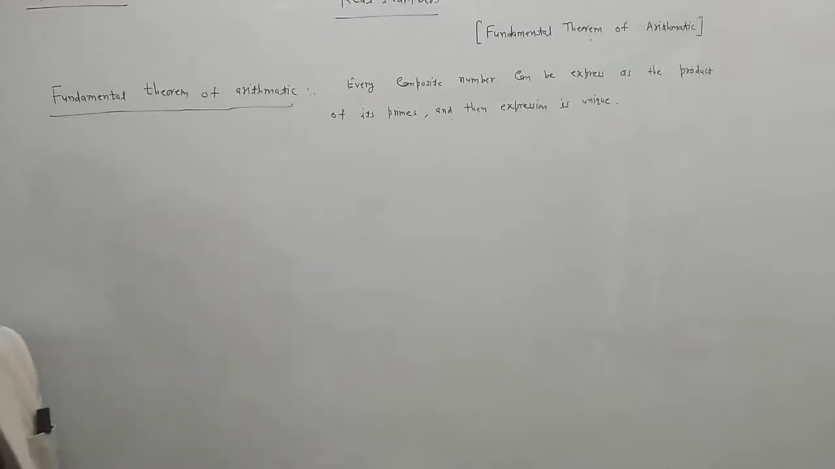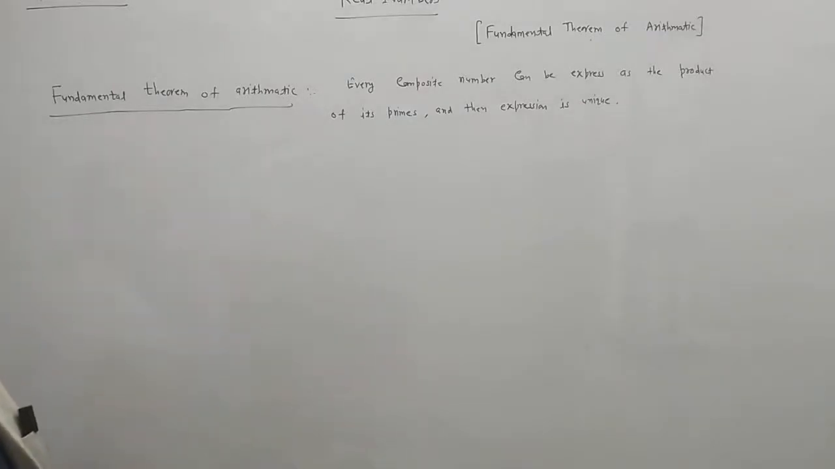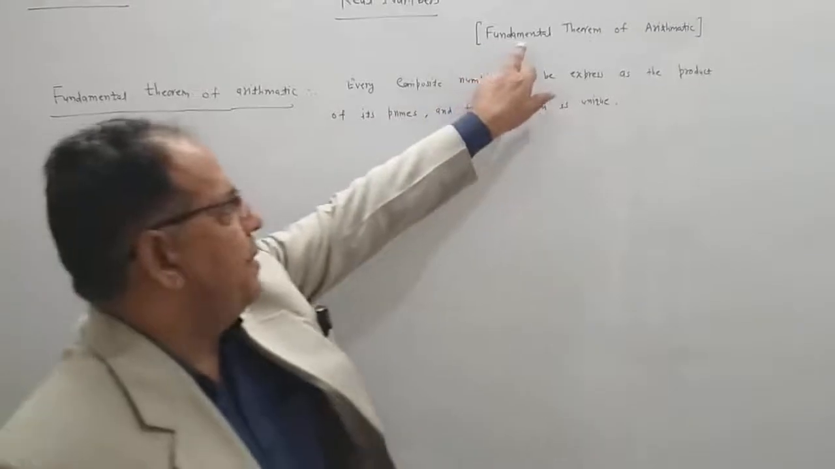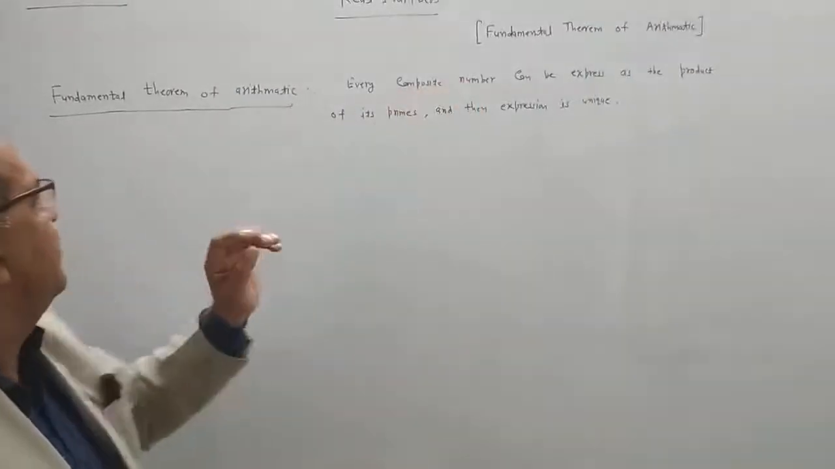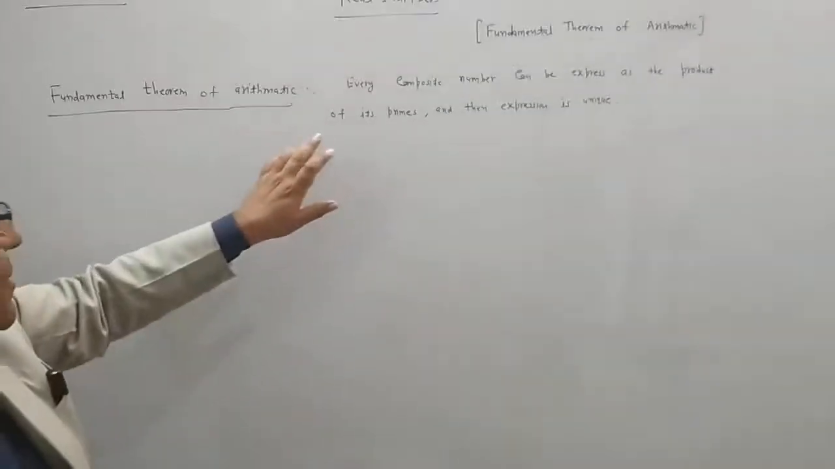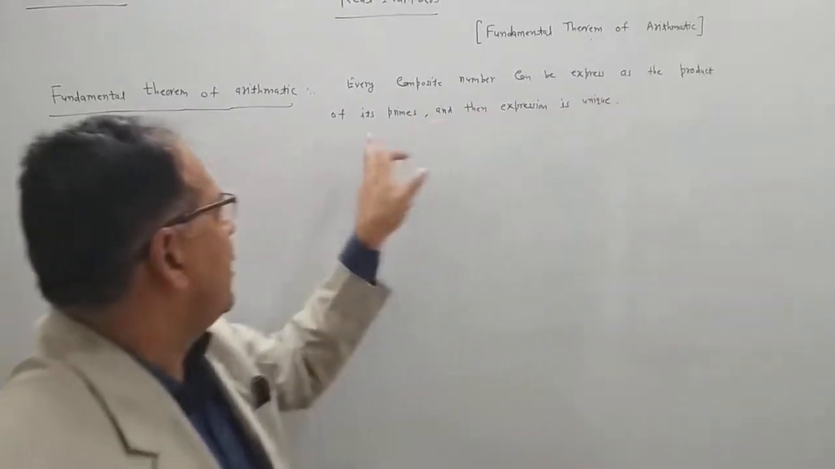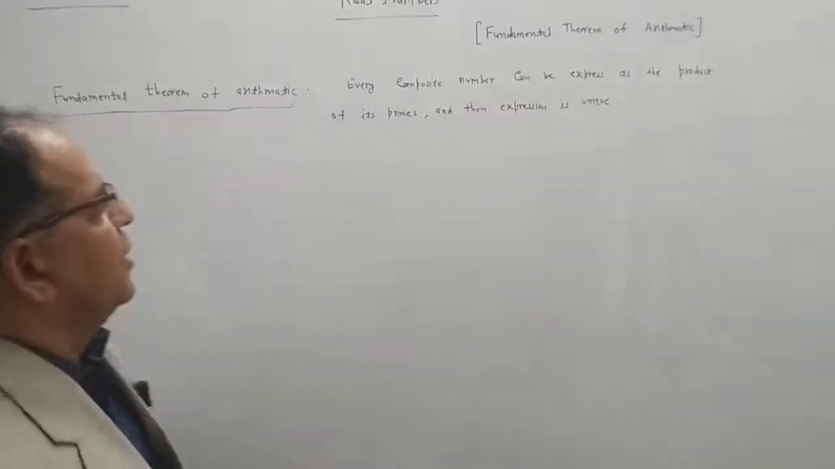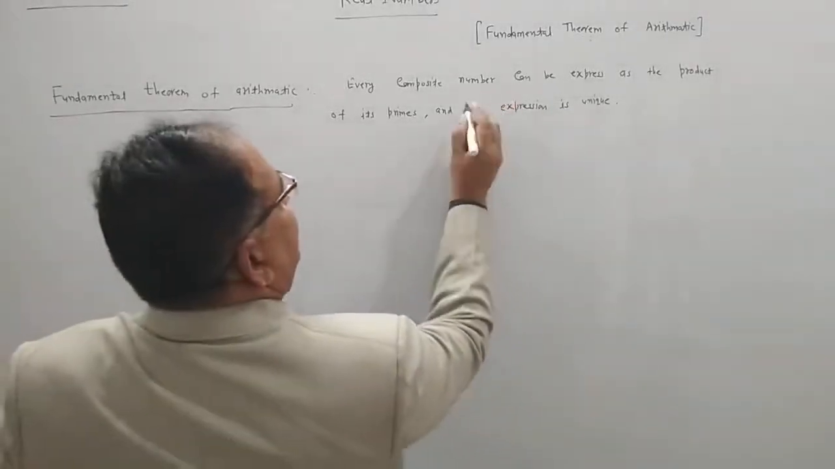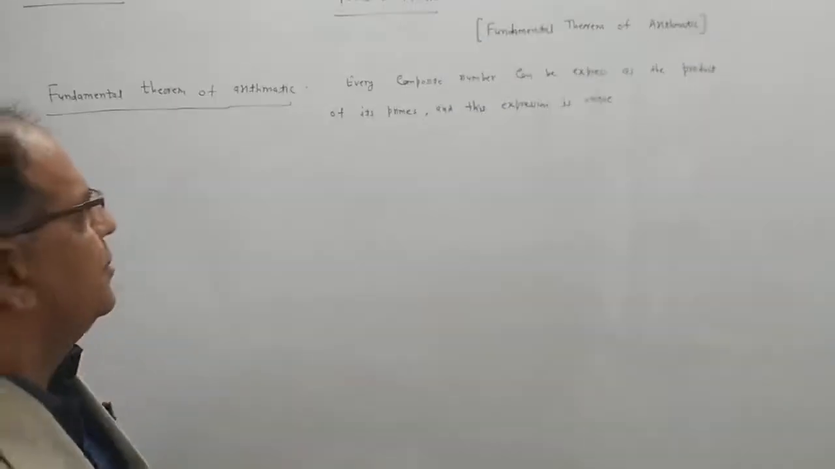Hello students, good morning. Now we are starting a new topic based on real numbers, the fundamental theorem of arithmetic. What is the concept of this theorem? The theorem statement says that every composite number can be expressed as the product of its primes, and this expression is unique. What is the sense of this statement?